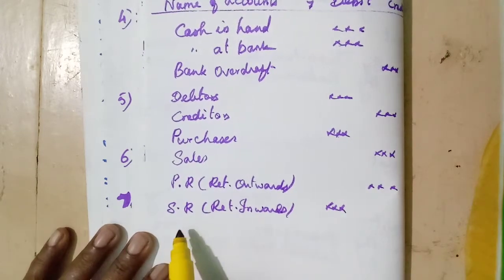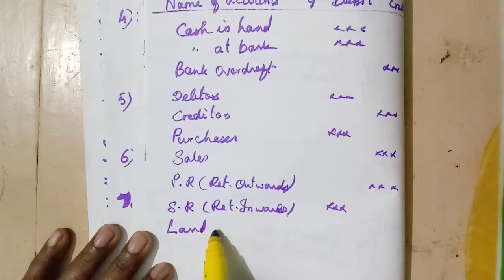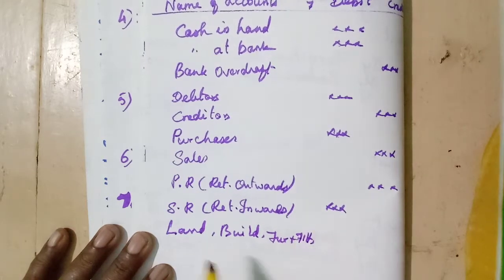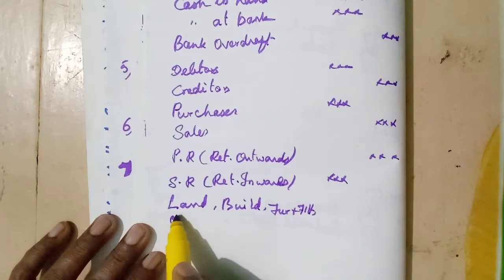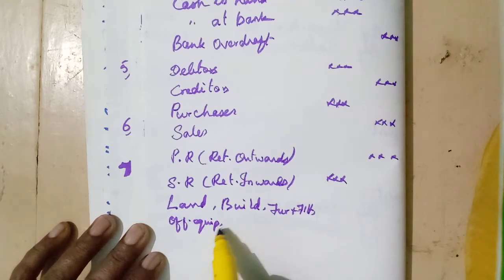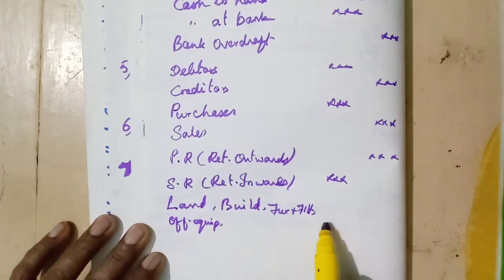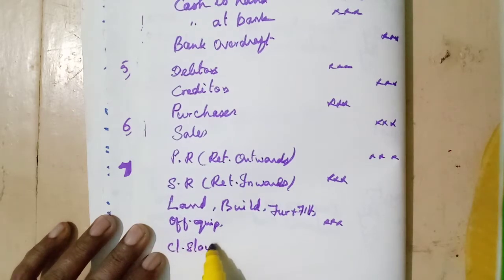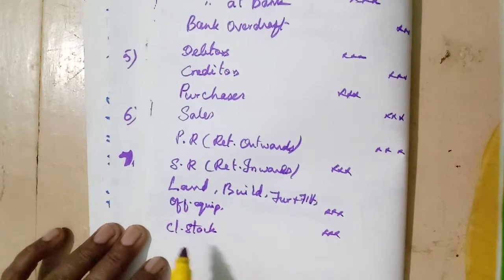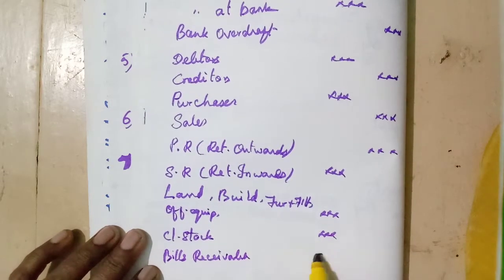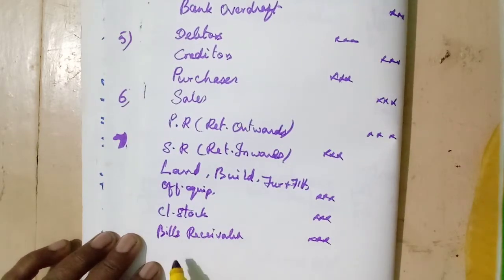Then the fixed assets. Land, building, then furniture, fittings, then office equipments, that means computer, fax machine, telex, whatever it is. Office equipments, all these show debit balance. Then closing stock, debit balance. Then bills receivable, debit balance.